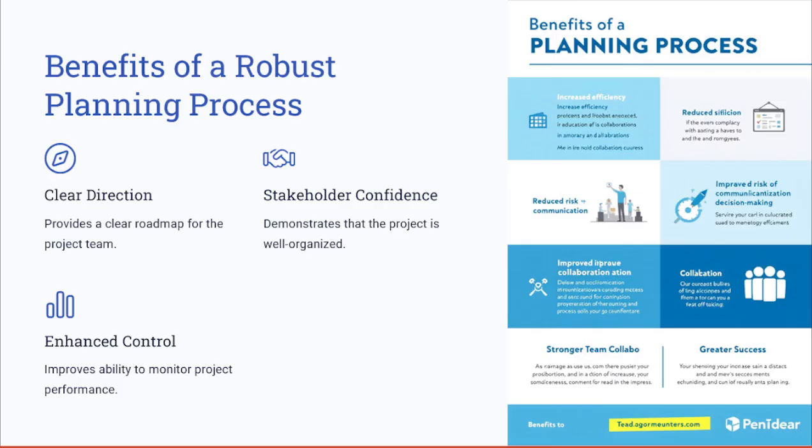What are the benefits of having a robust planning process? An effective planning process provides a clear roadmap for the project team, reducing confusion and inefficiencies. It fosters confidence among the stakeholders by demonstrating that the project is well organized and achievable. Additionally, robust planning enhances the ability to monitor and control the project performance, allowing timely adjustments to keep the project on track.